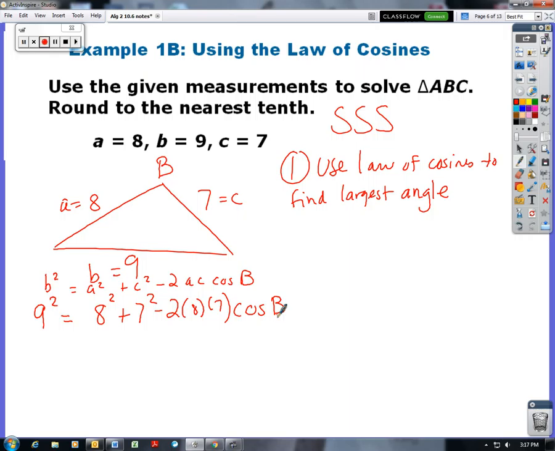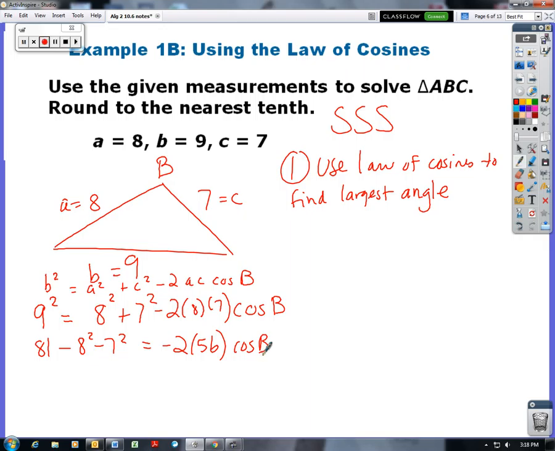Now, to solve this, it's helpful to do a little bit of algebra before we put it in our calculator. 9 squared is 81. And then I'm going to need to subtract the 64 and the 49, so minus 8 squared minus 7 squared. 8 times 7 is 56. I like to simplify it as I go just to make it easier. So what I did there on that first step is I simply subtracted the 8 squared and the 7 squared and got it over on the other side, because my goal is to solve for b.